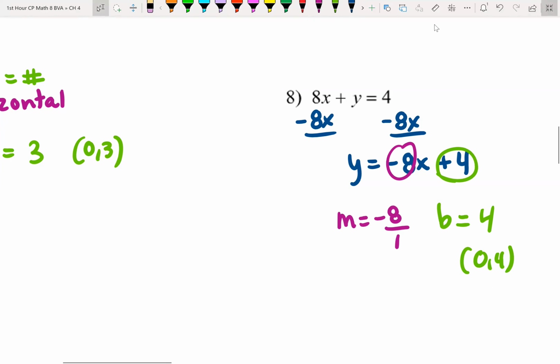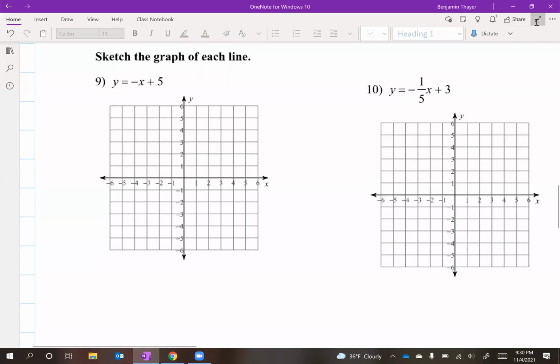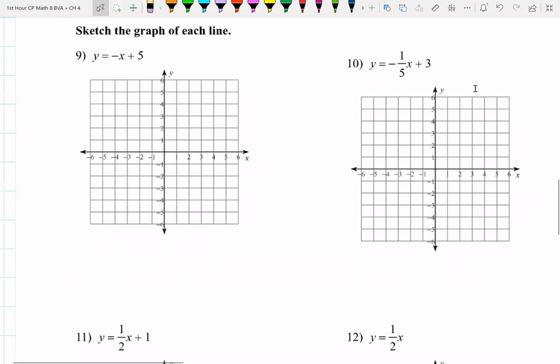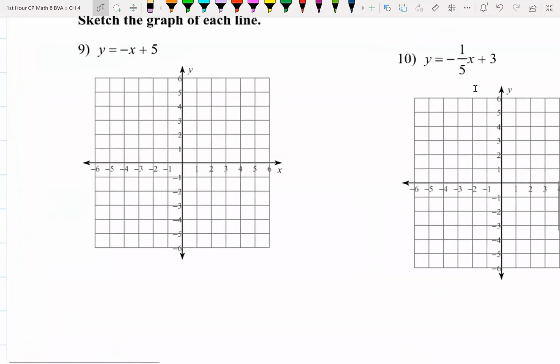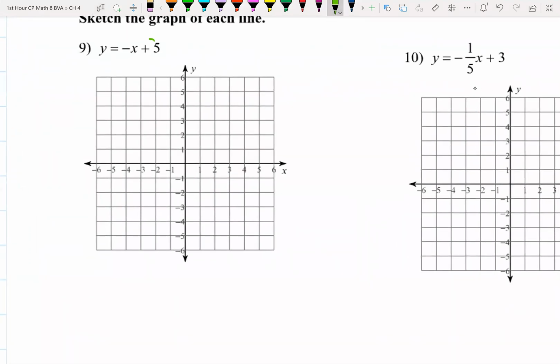Okay, let's take a look at doing some graphs next. For each one of these graphs, we want to find the y-intercept first, plot it, and then find the slope and use that to plot more points. So for example, number 9, the y-intercept is 5, or 0, 5. So we'll go to the graph to 0, 5 and plot our point. And our slope, sneak a 1 in there, is -1 over 1. So that means your rise is -1 and your run is 1.